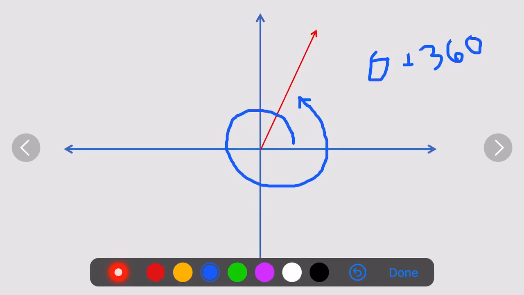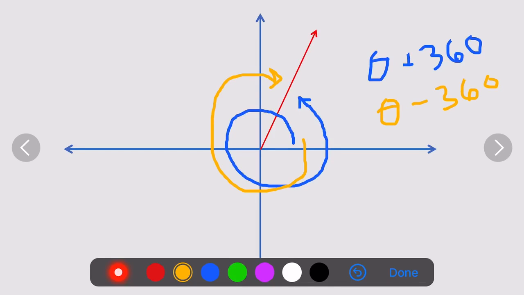Now, what will happen if we go the other way around? What if we go clockwise? Starting from the x-axis, we're going to go all the way around to the ray. This will equal theta minus 360. So as you can see, we have one positive angle and one negative angle.